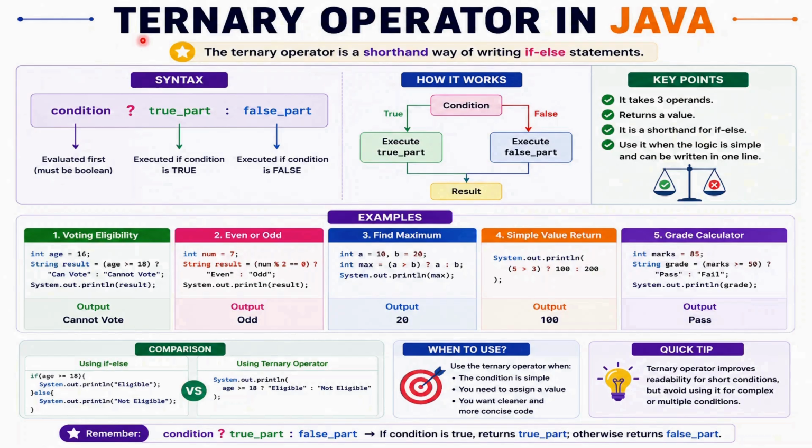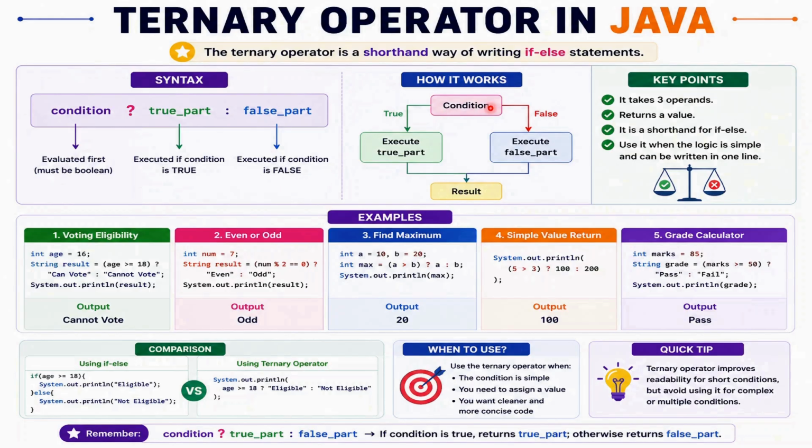So today let's see what the ternary operator in Java is, with a real world example. Ternary operator is a shorthand way of writing an if-else statement. The syntax for the ternary operator is: we have a condition which is executed first and it must be boolean. Then we have a question mark and then the true part. The true part is executed if the condition is true. Then we have a colon and then the false part. The false part is executed if the condition is false. So this is all about the syntax.